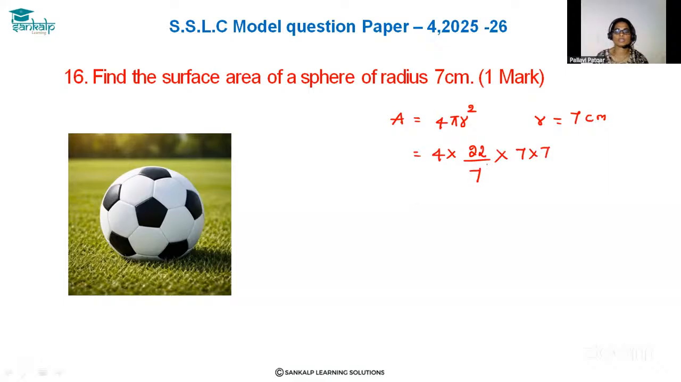So this is equal to 7 ones are 7, so 4 into 22 into 7. So 4 into 22 is 88 into 7. So 88 into 7 is 616 centimeter square. Okay. So the surface area of the sphere of radius 7 centimeter is 616 centimeter square. Thank you.